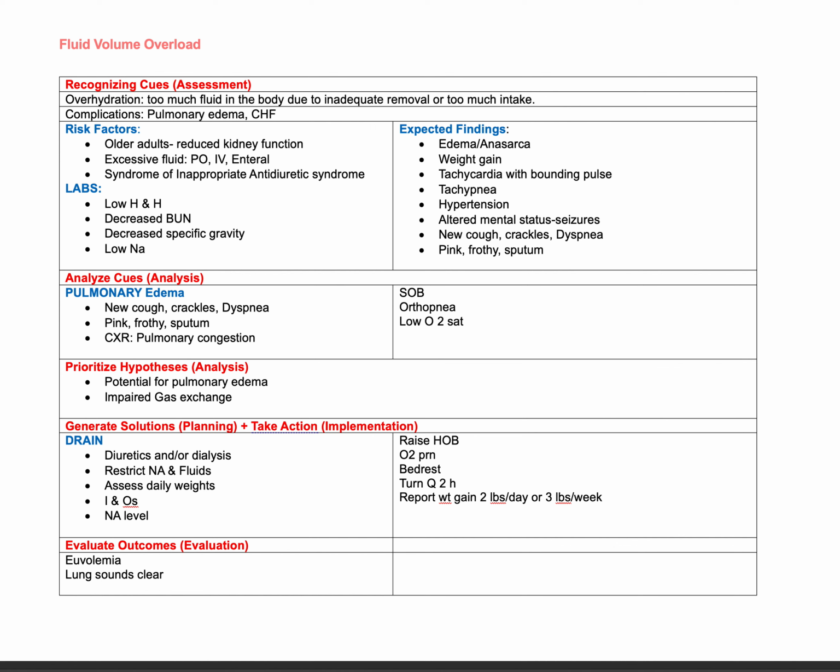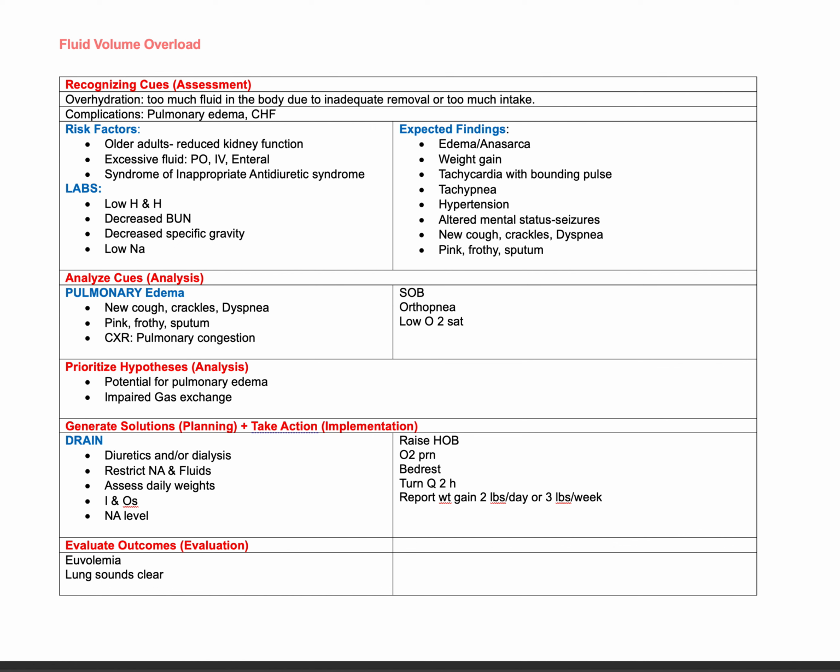So again, let's analyze these cues. We are most worried about pulmonary edema and the pulmonary edema that could also occur with CHF. So our patients, I talked about a new cough, crackles, and dyspnea, pink frothy sputum. The chest x-ray is going to show pulmonary congestion. They will also be short of breath and have orthopnea. Orthopnea means they can't lie flat.